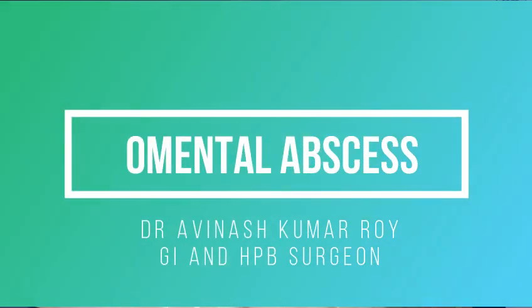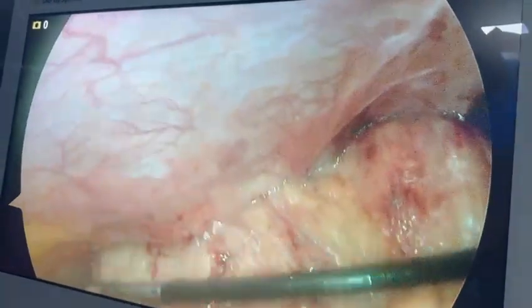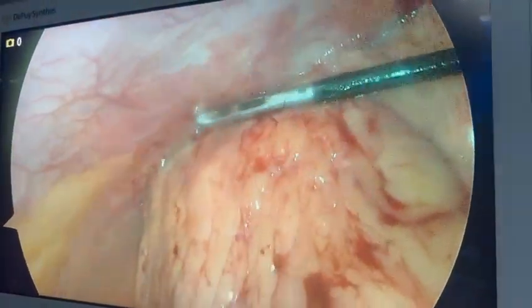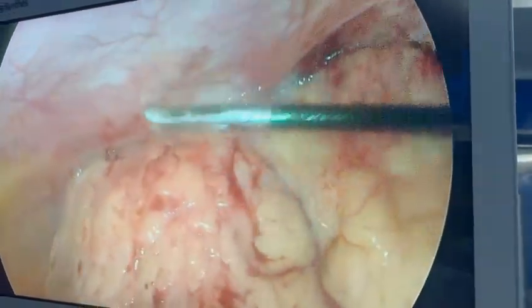Hello everyone, this is Dr. Vinash. Today we'll be seeing a case of omental abscess which we have taken up for exploration using laparoscopic surgery.